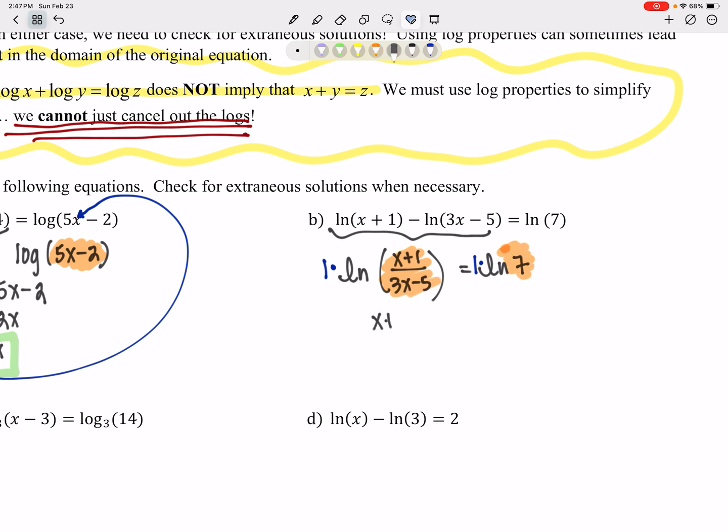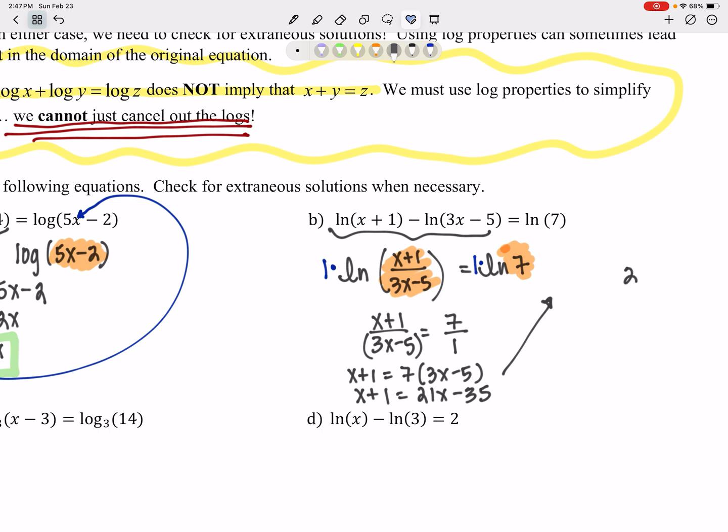So I get (x + 1)/(3x - 5) equals 7. And I'm going to put that 7 over 1, and I'm going to cross multiply. 1 times (x + 1) equals 7 times (3x - 5). x + 1 equals 21x - 35.